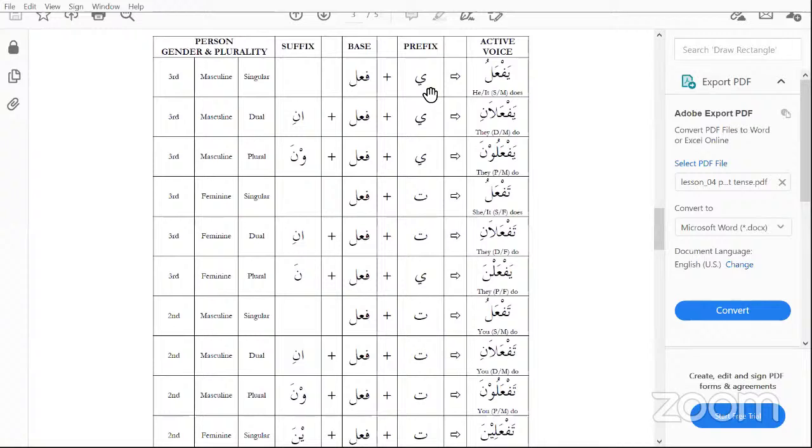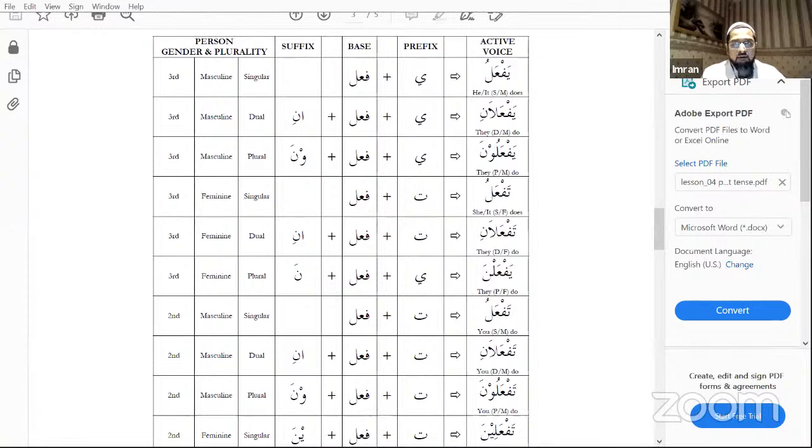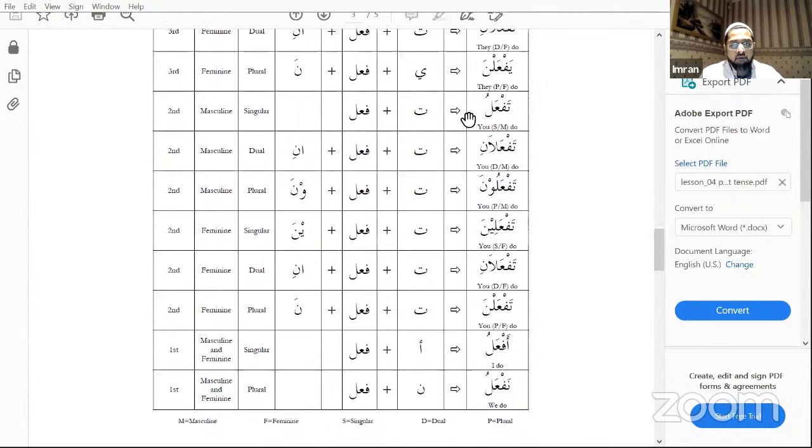So you can see here on the slide, we have the prefix, which is the ya, and in the dual we add the ya and the alif noon, and for they all we add the ya and the waw noon, yaf'aluna. For she is doing we add the ta, and for the dual, they both females are doing, we add the ta and the alif noon, and for they all females are doing, we add the ya, the last letter is given a sukun and add a fatha, yaf'alna. Then the next six follow.